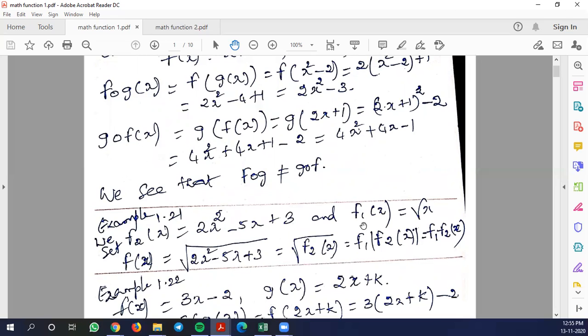That is square root of. So here what is this one? 2x² − 5x + 3. We have taken this one as f2(x). So that is equal to f1 of. So here what is our x? Here this is modulus. If you find the square root, it will become modulus of f2(x). So mod means we can take it as outside. So f1 of f2(x). Okay.